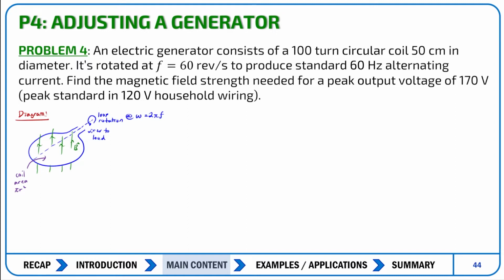Okay, so next, at the very end of the day, we want to find the magnetic field strength required. And in order to do that, we still need to find voltage. And in order to find voltage, we have to apply Faraday's law. But before we apply Faraday's law, we need to know the change in magnetic flux. So that means we have to figure out magnetic flux first. So let's start with magnetic flux.